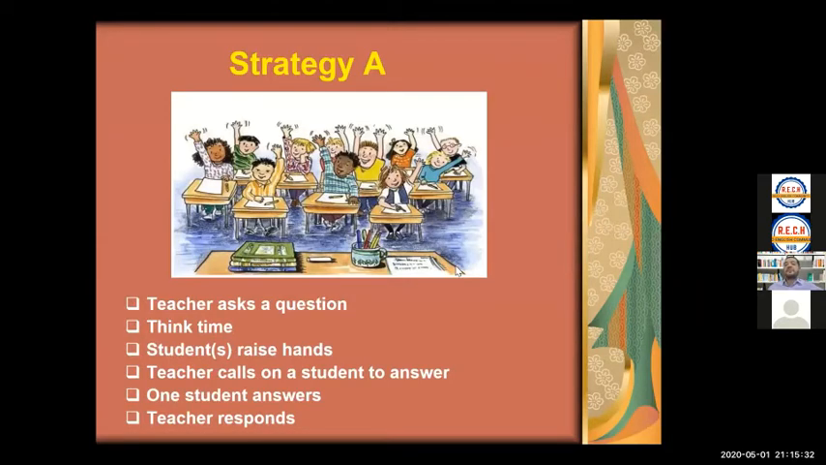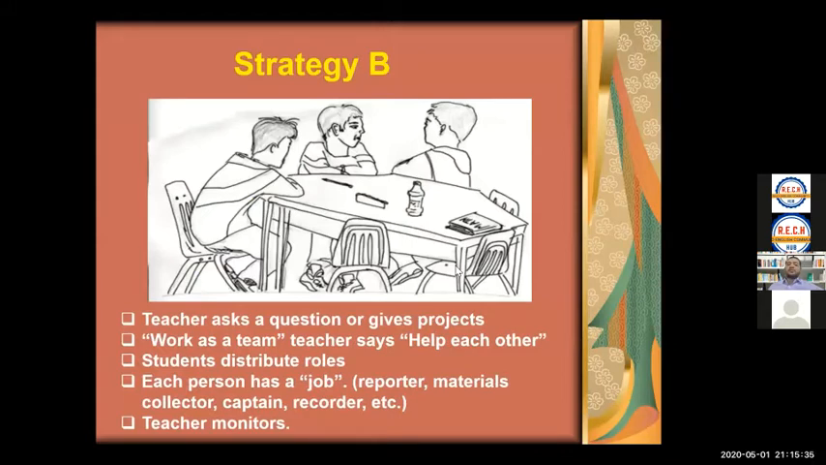Okay. Strategy B, teacher asks a question or gives a project. He asks the students to work as a team, and he says, help each other. Students distribute roles. Each student in the group has a job. One student could be the reporter, one student could be the material collector, one student could be the captain or leader, one student could be the recorder or writer, one student could be the timekeeper, and so on. And the teacher monitors and they finish the project, and that's fine.